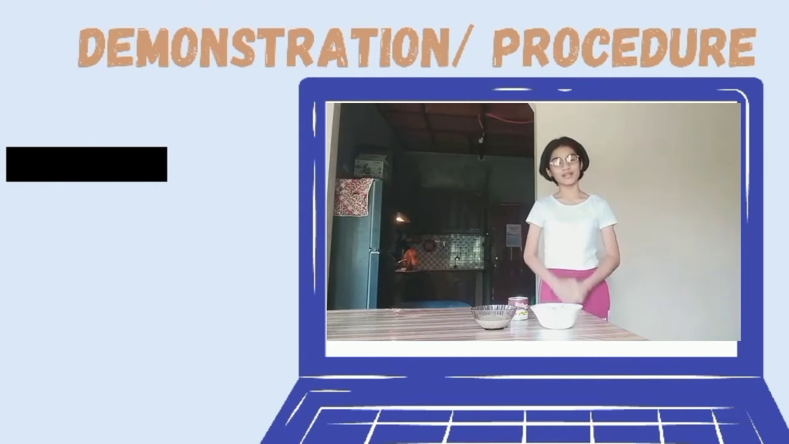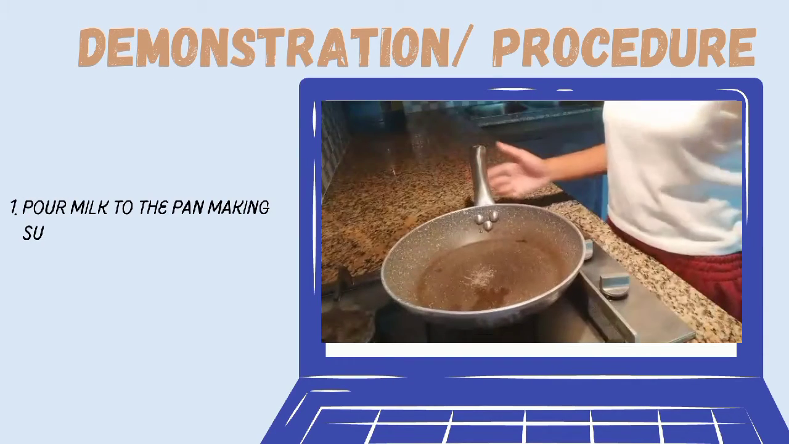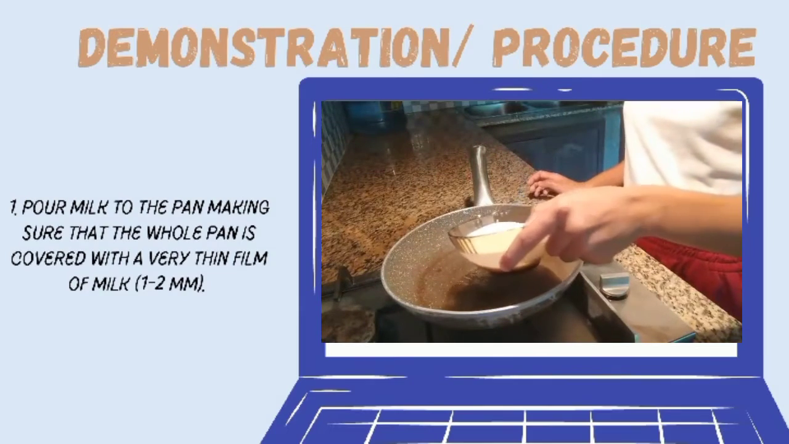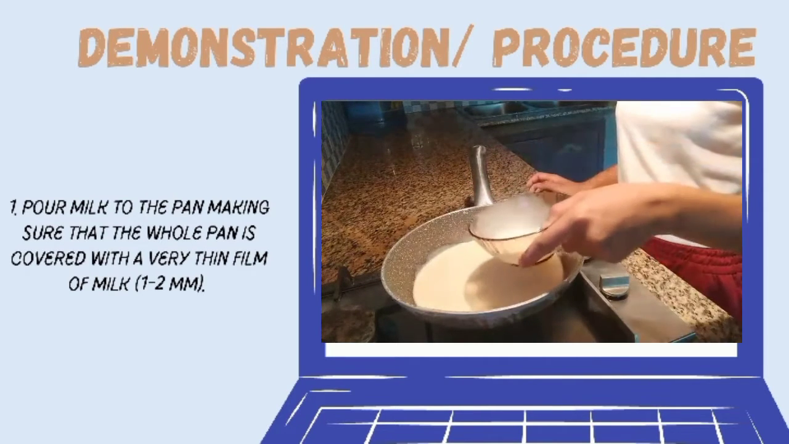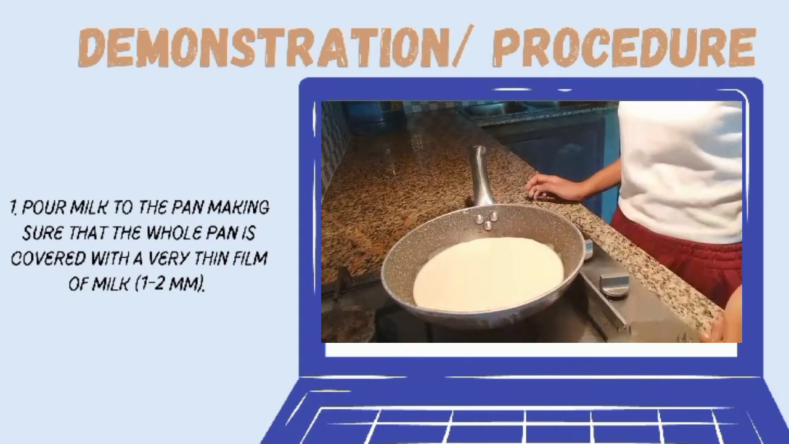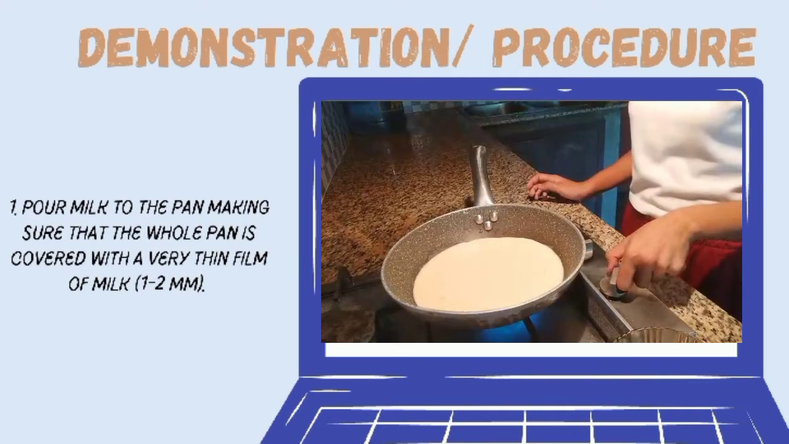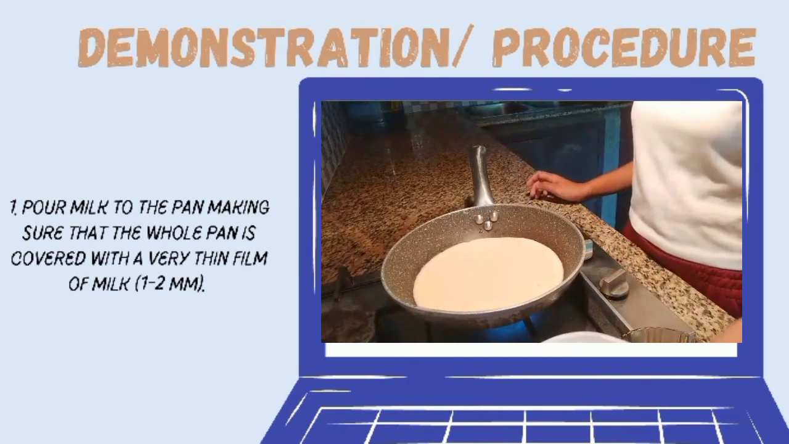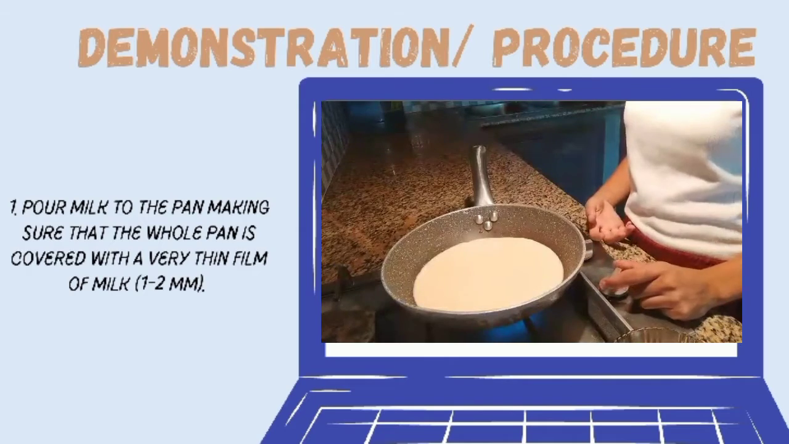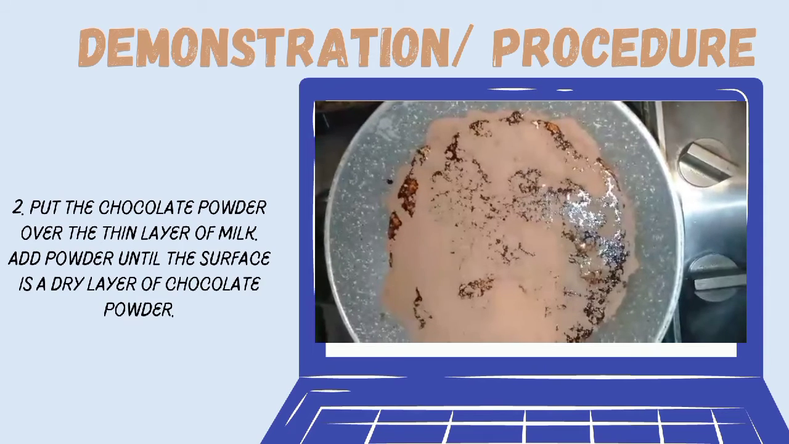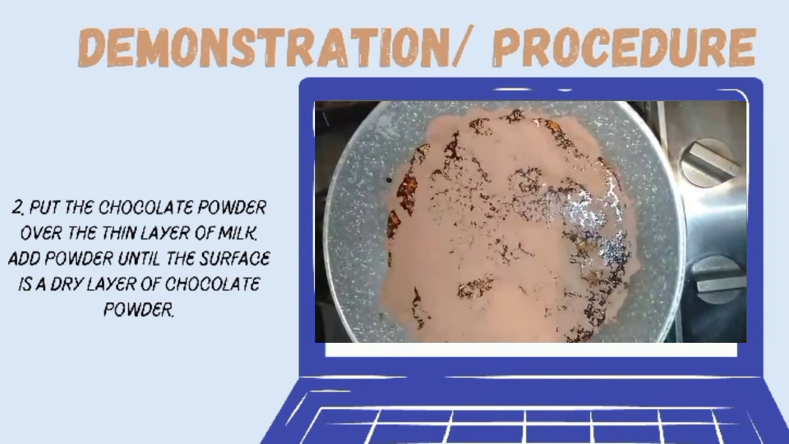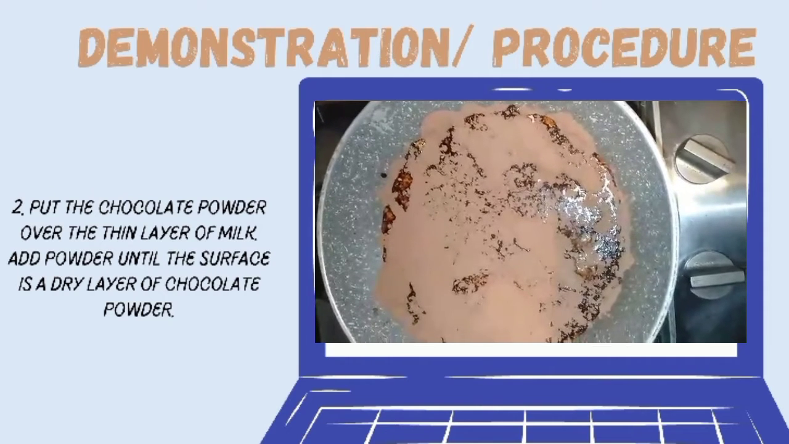Hello everyone, my name is Glenna Larvilla and today we're going to execute a laboratory activity to witness the processes involved in our Earth's crust and mantle. First procedure is to pour the milk to the pan, making sure that the whole pan is covered with a very thin film of milk. Second procedure, put the chocolate powder over the thin layer of milk. Add the powder until the surface is a dry layer of chocolate powder.